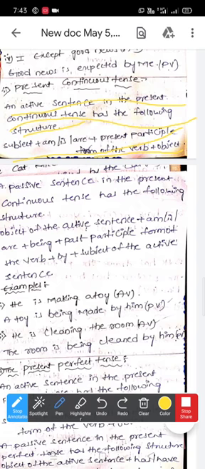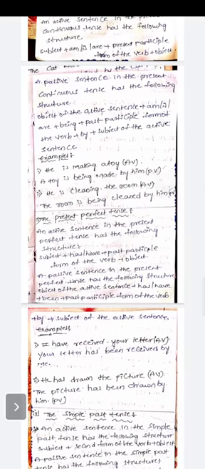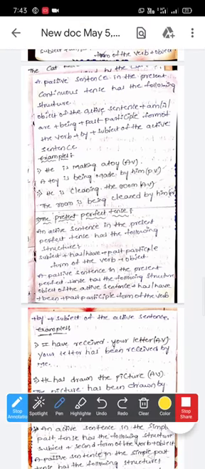Next we discuss passive voice. A passive sentence in the present continuous tense has the following structure: object of the active sentence plus am, is, are plus being plus past participle form of the verb plus by plus subject of the active sentence.